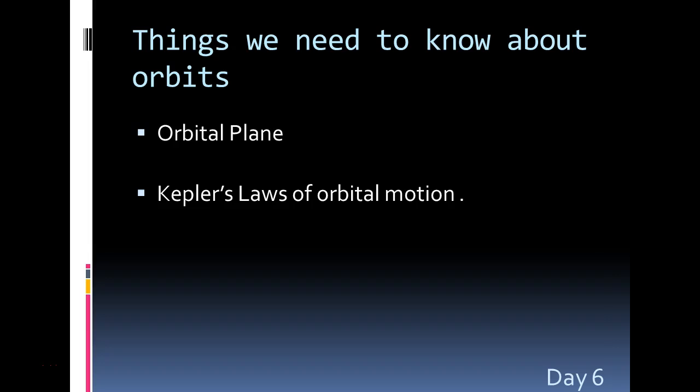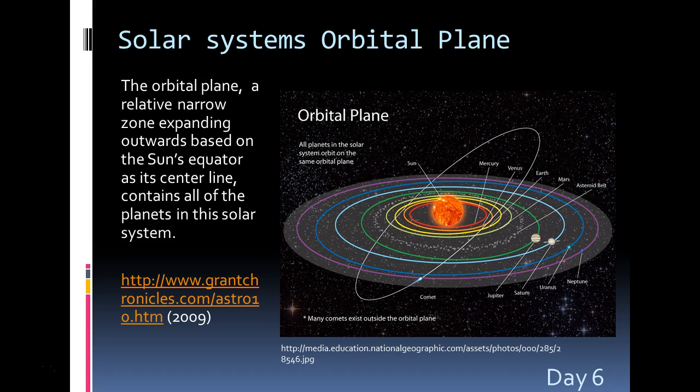Things we need to know about orbits: the orbital plane and Kepler's laws. The orbital plane is a relatively narrow zone expanding outwards, based at the Sun's equator as its center line, containing all the planets. If you're not exactly sure what this means, that's okay.